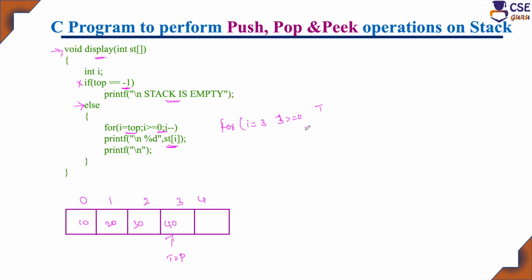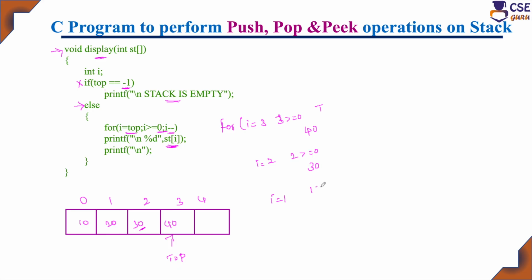It will print 40. Okay, next for loop iteration, i gets decremented. Now i value is 2. It will check the condition 2 greater than or equal to 0. If the condition is true in the sense, it will display st of i. Now i value is 2. st of 2 position, what is the value? It will display 30. Next iteration, i value gets decremented.